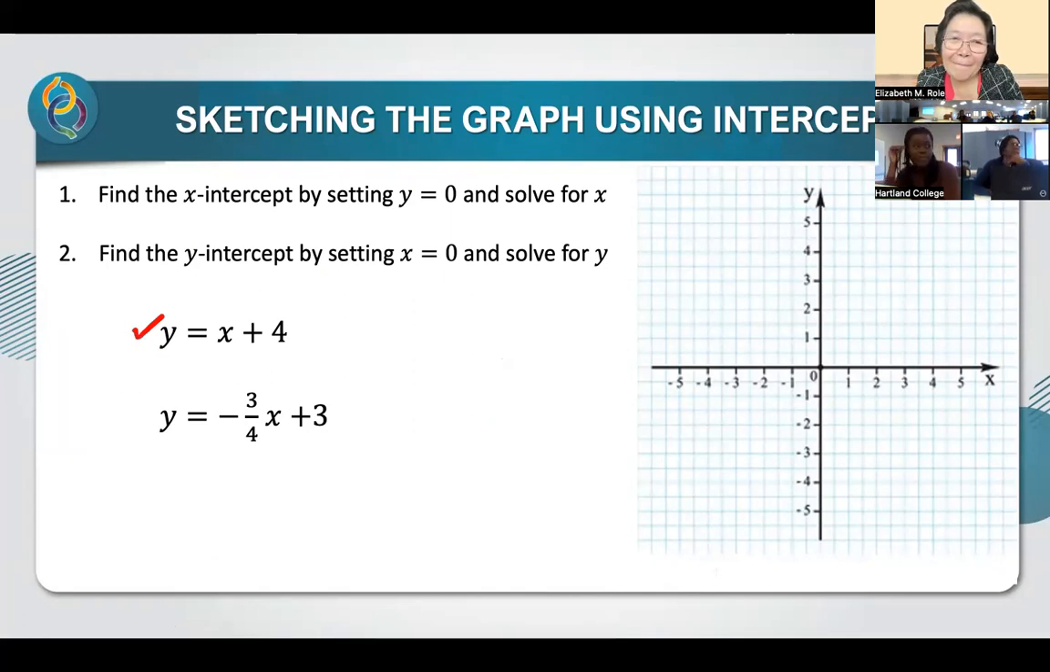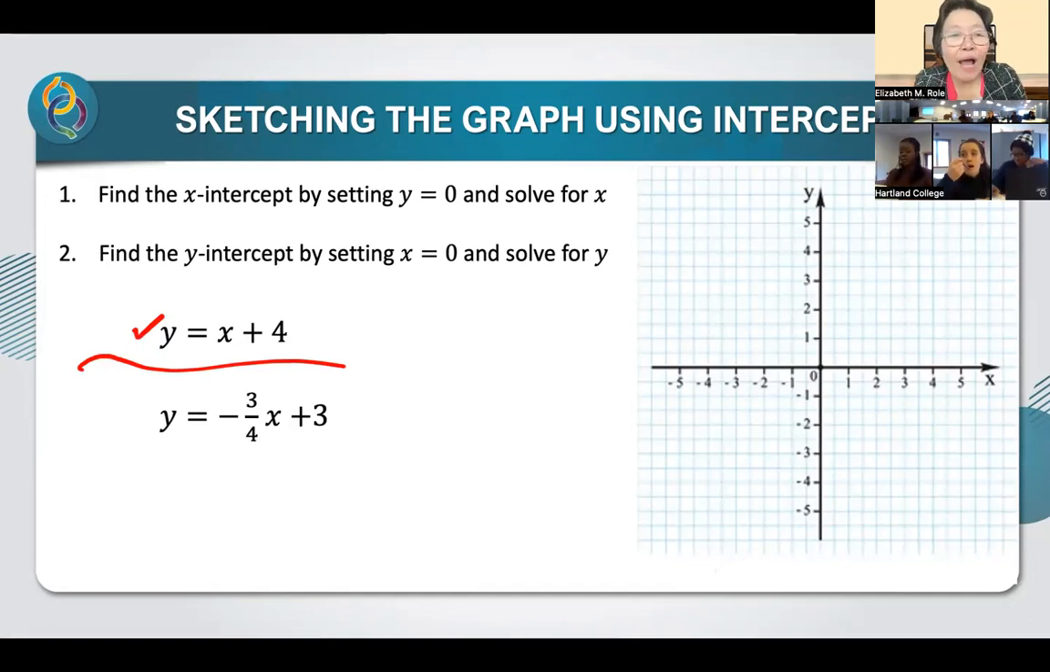Wait, are they two different problems? Yes, two different graphs. You begin with this first, okay? Y is equal to x plus 4. Y is equal to 4, x is equal to -4. All right, and graph that now. You draw the graph.